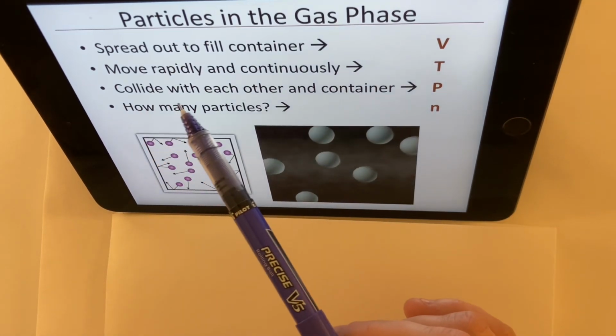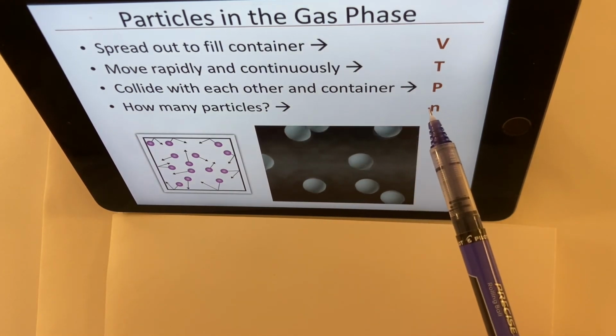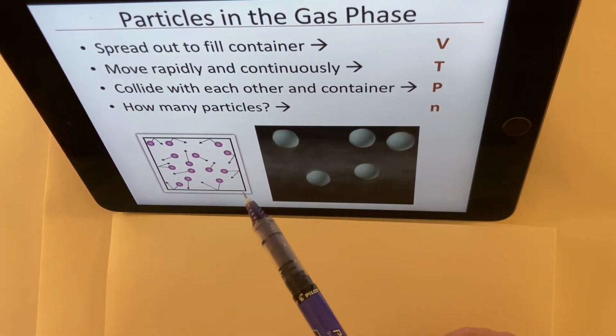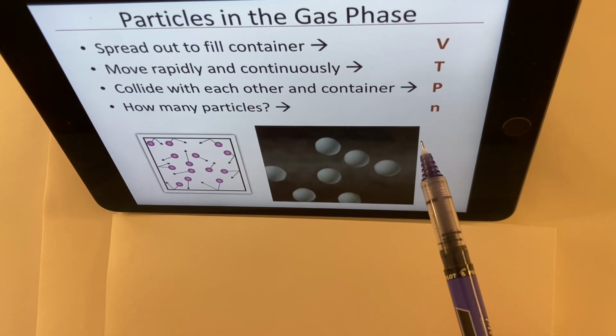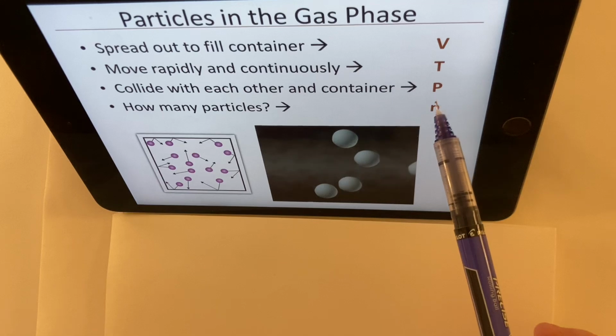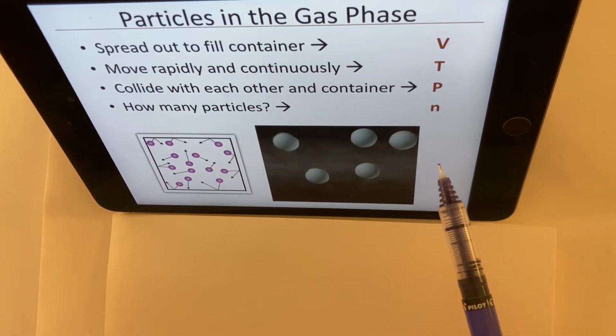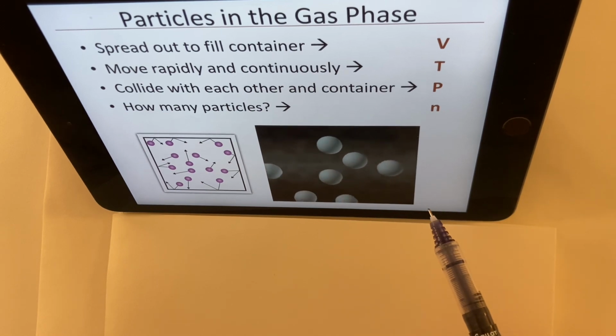We know that if they're moving continuously, they're certainly going to collide with each other, and they'll collide with the container and exert a pressure. And it's also important to measure how many particles are trapped in a container, because of course that affects the pressure. So we have these parameters to measure for a sample of gas.